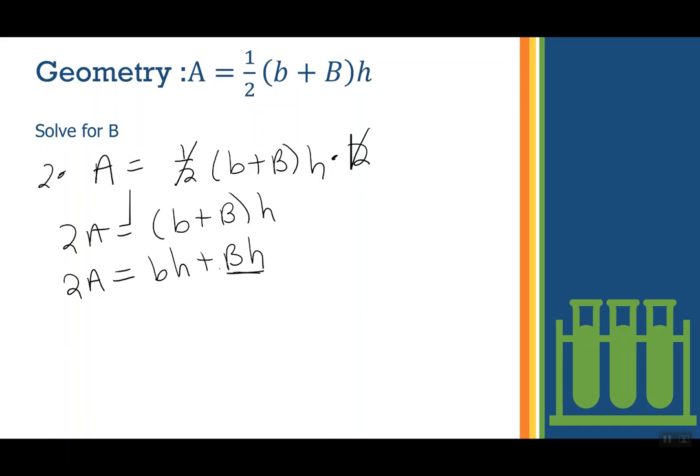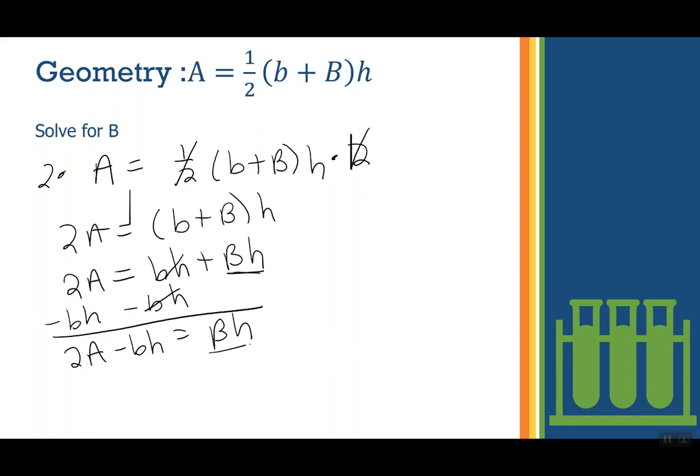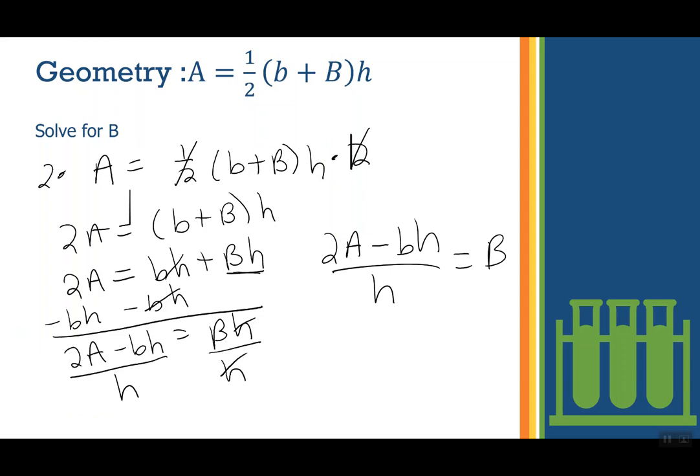Again, I'm trying to get B by itself, so let's move the little bh to the left, and we do that by subtraction. I have 2A minus the lowercase bh on the left, capital Bh on the right. Now I just need to move that h, and then I have my answer. Careful that when you divide by h, think about dividing sides. So the whole left side divides by h, the whole right side divides by h. On the left side now, I have 2A minus little bh over h is equal to B.